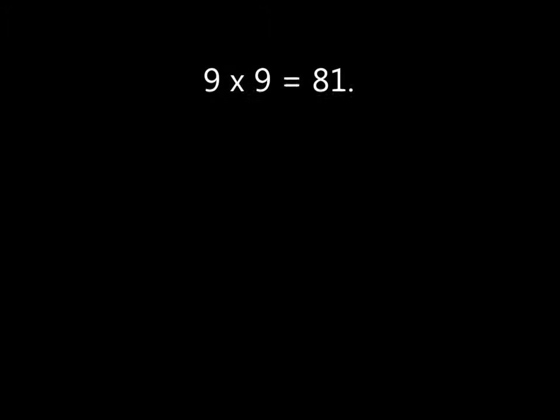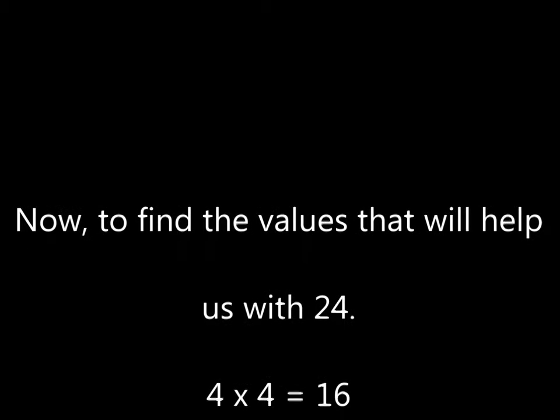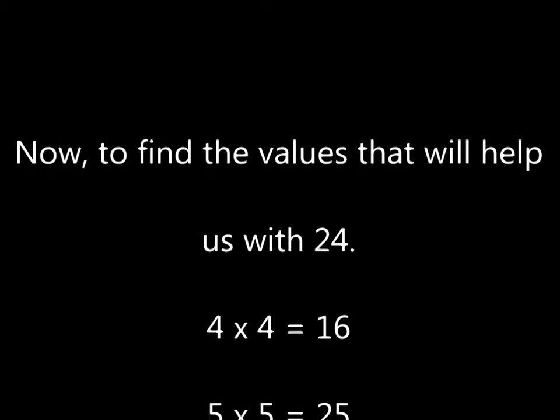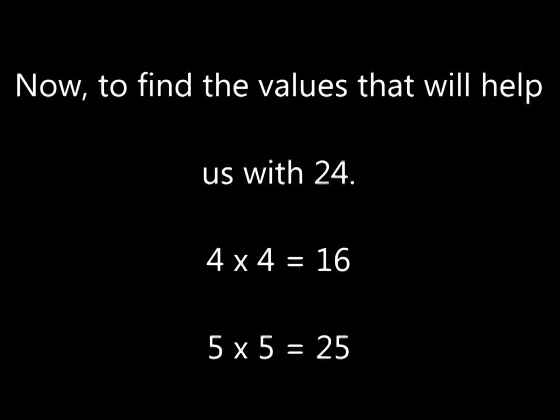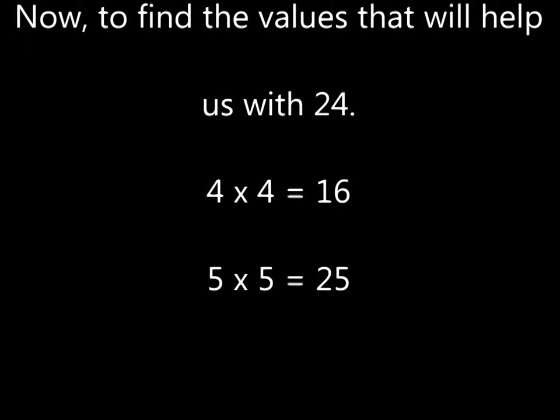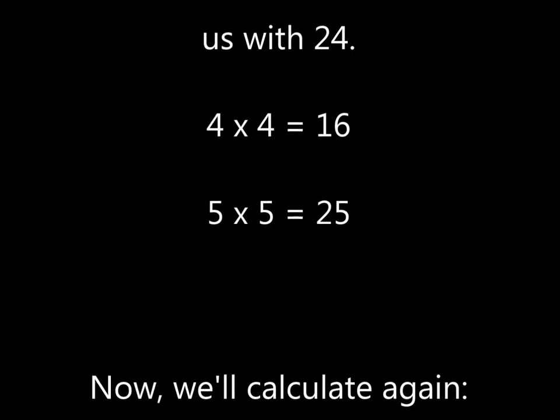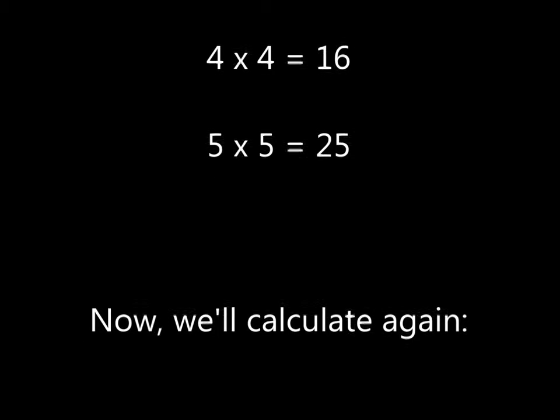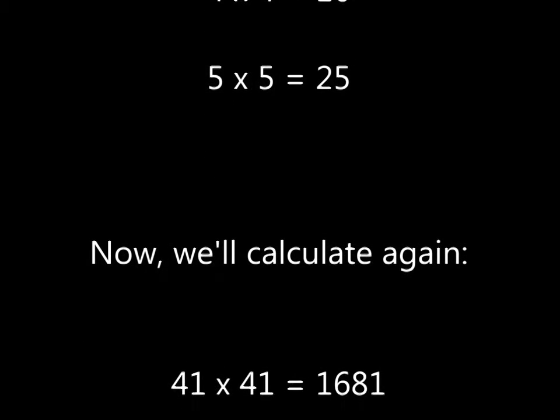Okay, now we're going to find the values that help us identify the 24. So again, knowing our multiplication tables, we have 4 times 4, which is 16, and 5 times 5, which is 25. So now we'll calculate again. 41 times 41 equals 1681, or 49 times 49, which is 2,401. So ta-da! I hope that helps you master square roots.